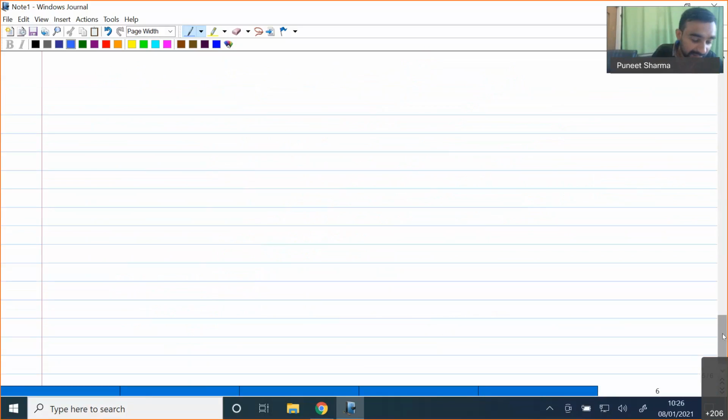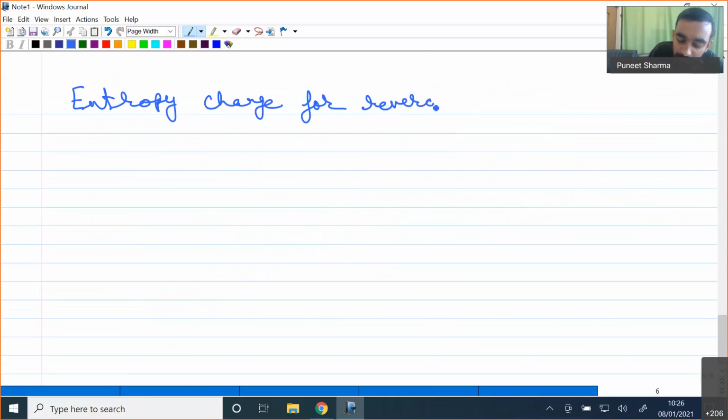Now let us see the entropy change for reversible processes. I have already defined that for a reversible process, ds is equal to the integral of del q by T. Now let us try to see this formulation with the help of some example.